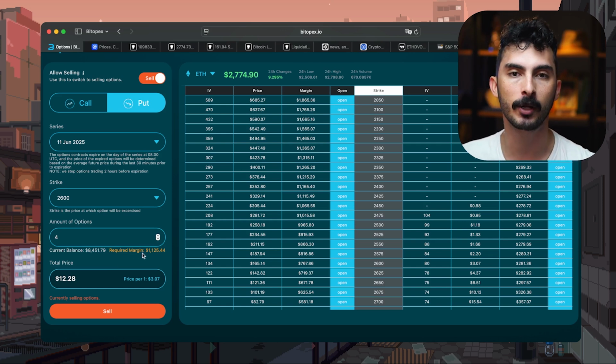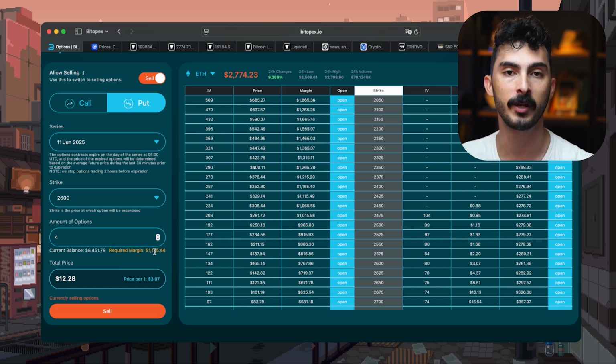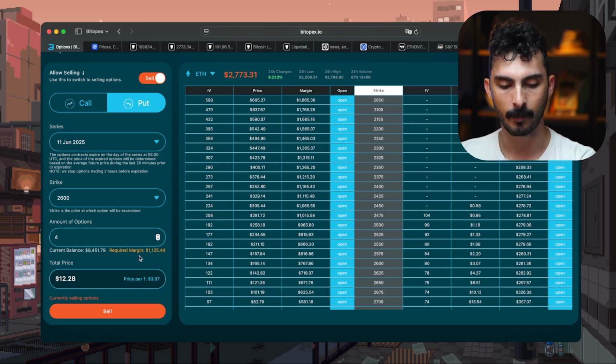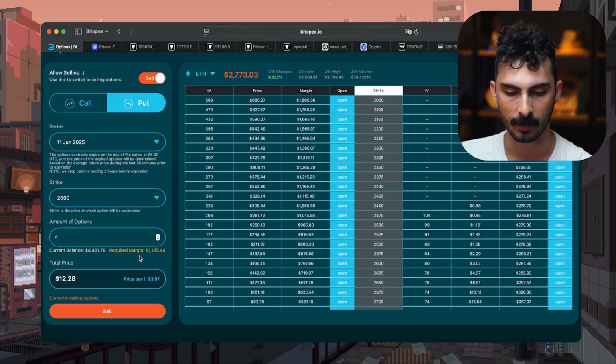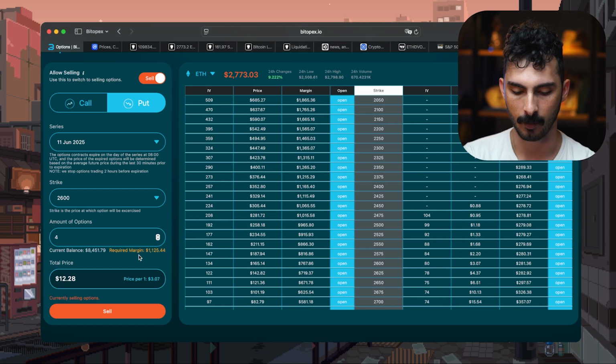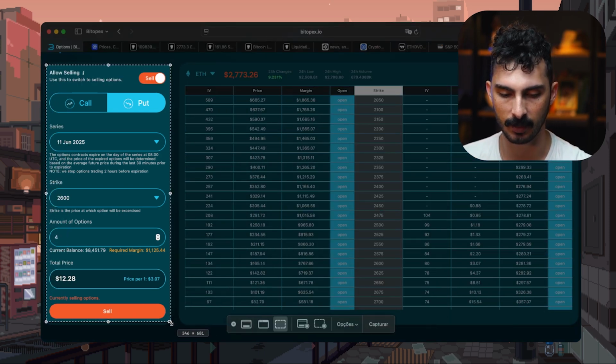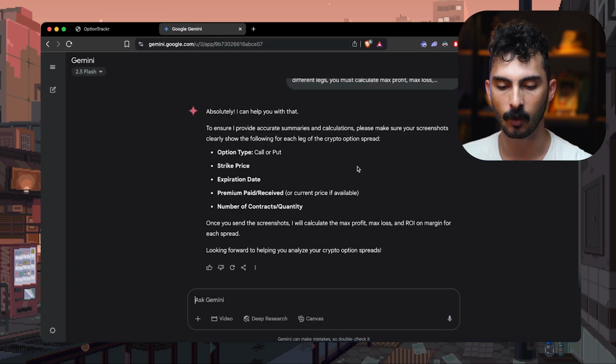So here out of my pocket, we will have to put 1,125 plus the price that I'm gonna pay to open the next option. So I'm gonna collect $12 right here, right? So here's what I'm gonna do. I'm gonna screenshot this. On the Mac it's Command-Shift-5. I'm gonna screenshot this right here, bam, and I'm gonna go to Gemini.